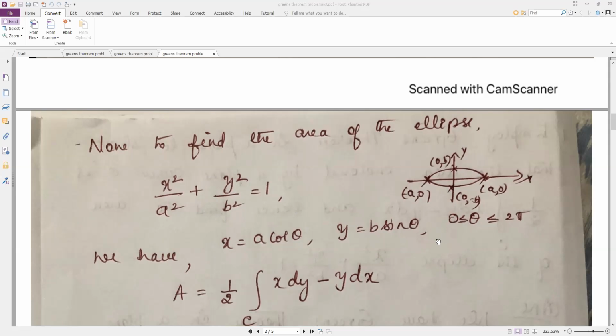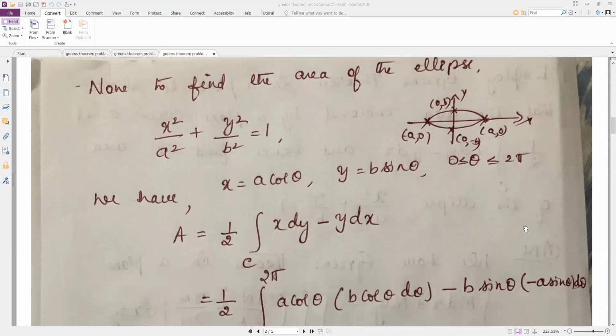Do you remember the parametric equation of a circle? In the last recording we have seen, right? x equal to a cos theta, y equal to a sin theta. Correct? Now here it is b, because we need to satisfy the equation. Then only we can see it is a parametric equation. Now what about theta? Theta varies from 0 to 2 pi. Now since we are asked to find the area of the ellipse, directly we will write the formula using Green's theorem. Area is given by what?